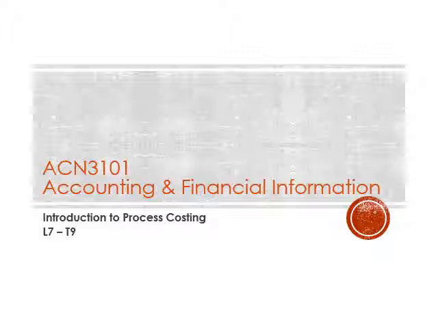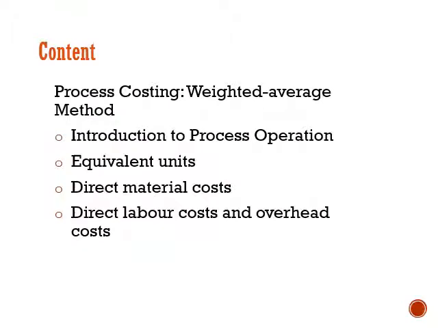In this video, I will introduce to you the process costing. For this course, we will discuss the weighted average method of costing or weighted average costing. We will discuss briefly about the process operation, something that we already touched in previous discussion when we talked about job order costing. And then we will discuss about equivalent units involving the common major costs in production. There are direct material costs, direct labor costs, and overhead costs as part of production costs.